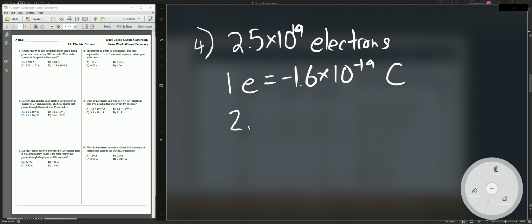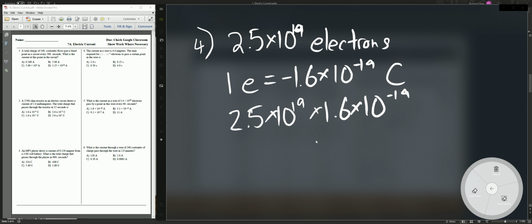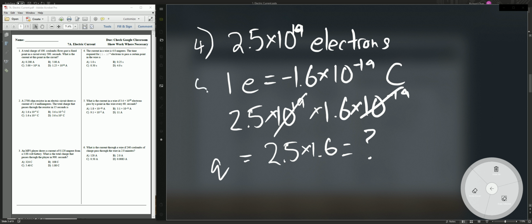So what you're going to have to do is multiply the number of electrons by this charge. You're going to get some number, because it's 2.5 times 1.6, since the powers of ten cancel out. So you get some number for your charge, and you do the same exact thing for number 5. Number 5 gives you another value for the number of electrons.